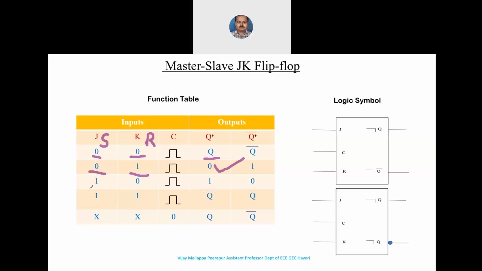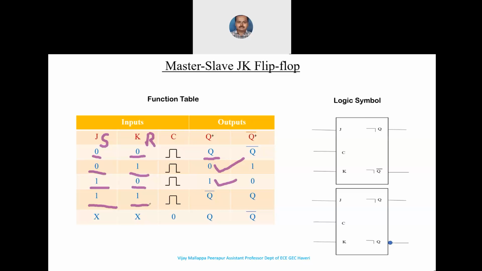And similarly, J is 1, K is 0. When J is 1 and K is 0, this is nothing but the set state. Irrespective of the previous state, the output will be 1. Similarly, what do we have when both J and K are 1? As I said, with respect to the SR flip-flop, when both S and R are 1, we called it an undefined state. It means that we cannot have both S and R as logic 1 simultaneously, because the output is unpredictable in an SR flip-flop.